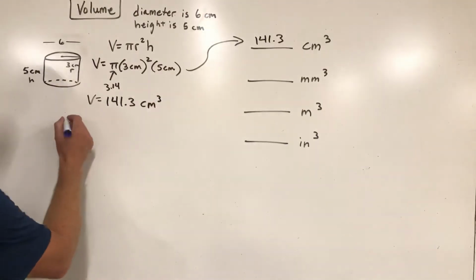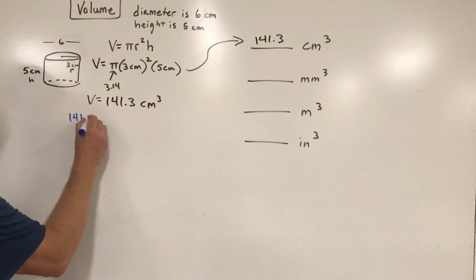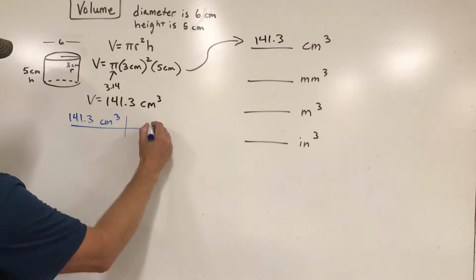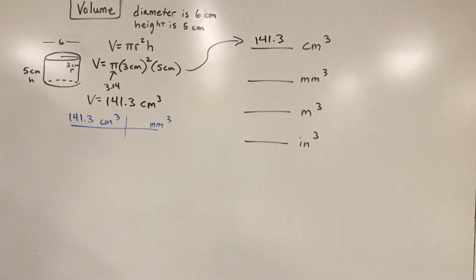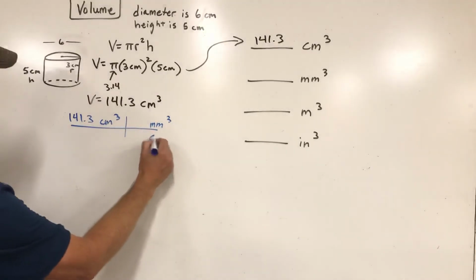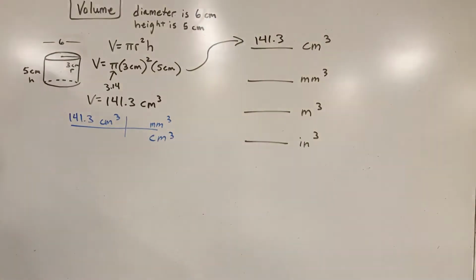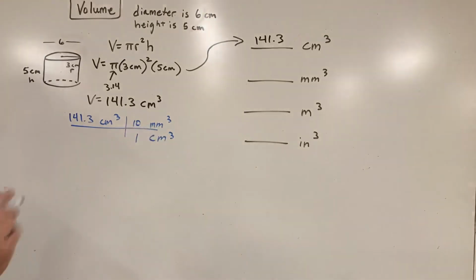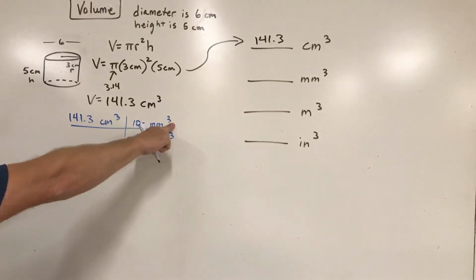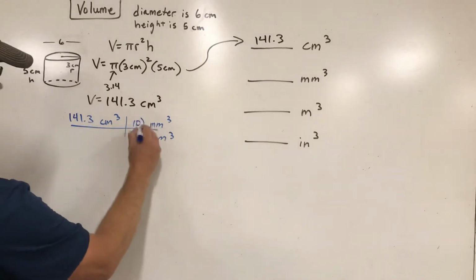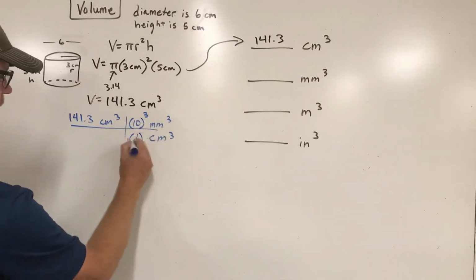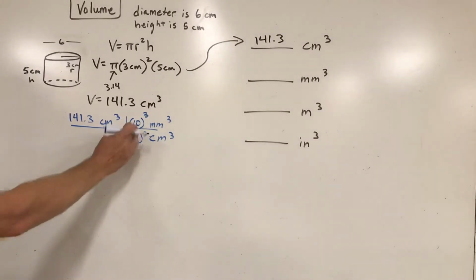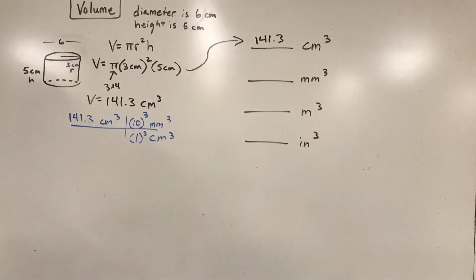So if I take 141.3, and that is cubic centimeters, and I'm trying to turn it into cubic millimeters, cubic centimeters is going to go down here. Now, think about centimeters to millimeters. 1 centimeter is 10 millimeters, but we have cubic units. And we have cubic units, that means this is a volume calculation. I have to cube the conversion factors, both the top and the bottom. Well, 1 cubed is still 1. That doesn't change anything. But 10 cubed is 10 times 10 times 10. That's 1,000.